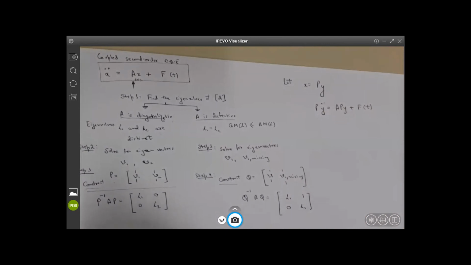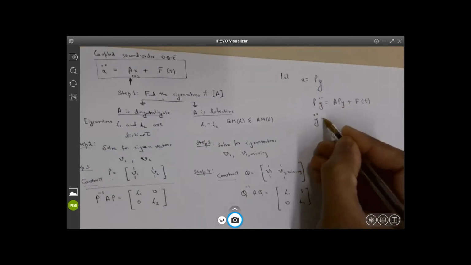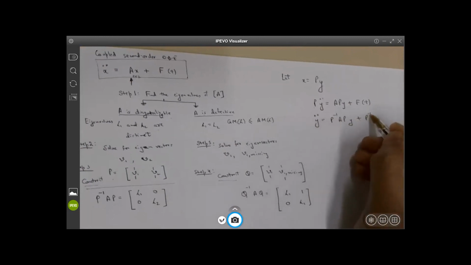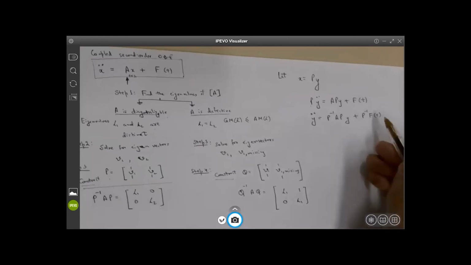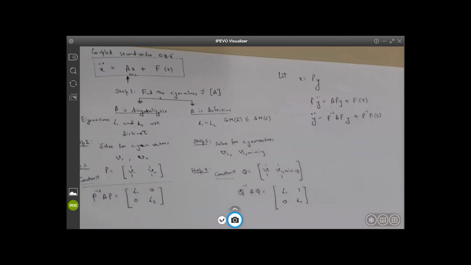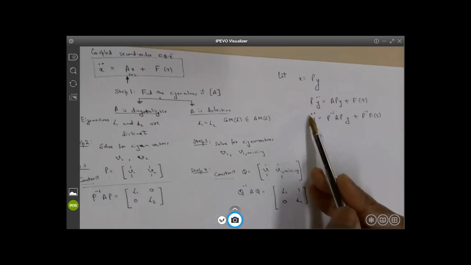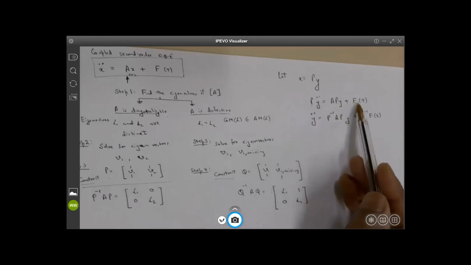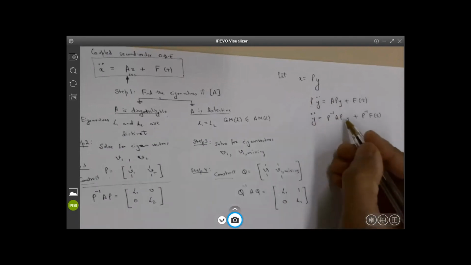Yeah. And now I take P to the right hand side, then whatever I will do, it will be y double dot equals P inverse A P y plus P inverse F(t). Is everybody with me so far? Yeah. I multiply P inverse on both sides. So this will become identity matrix. So this will go, it is just I, and P inverse A P, and then P inverse is multiplied with this as well, the fourth term, P inverse F(t). Everybody is with me? Yeah, I follow.